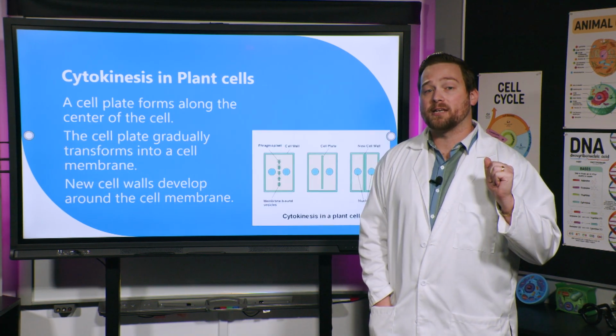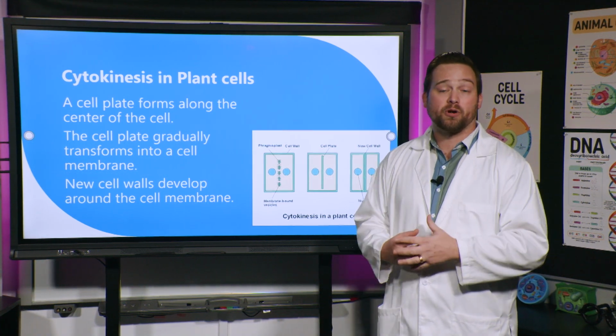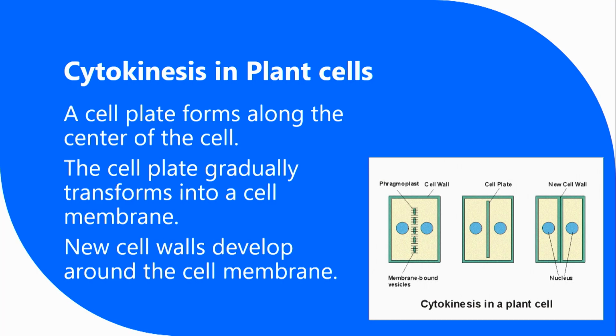I wanted to take a second and talk about how cytokinesis works in plant cells. It's a little bit different. So in plant cells, instead of that cleavage furrow, we have something else forming, and it's called a cell plate. A cell plate forms along the center of the cell, okay? The cell plate gradually transforms into a new cell membrane, and the new cell wall develops around the cell membrane.